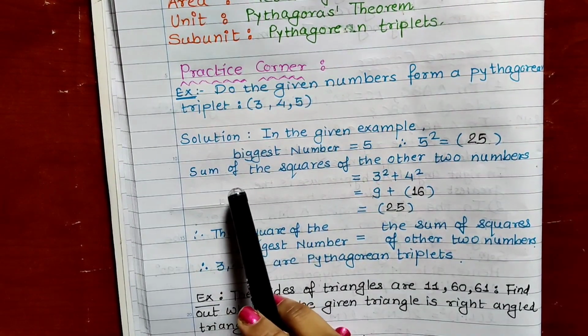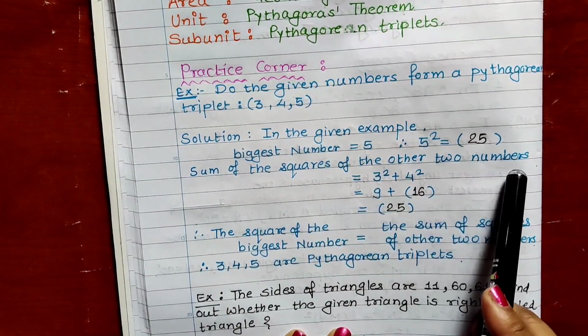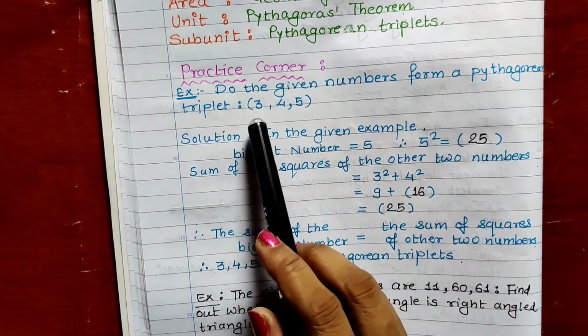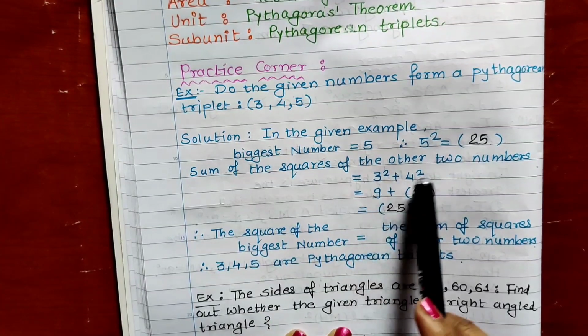After that, the sum of the squares of the other two numbers. It is given. It is written. Sum of the squares of the other two numbers. The other two numbers are 3 and 4. So 3 square plus 4 square.